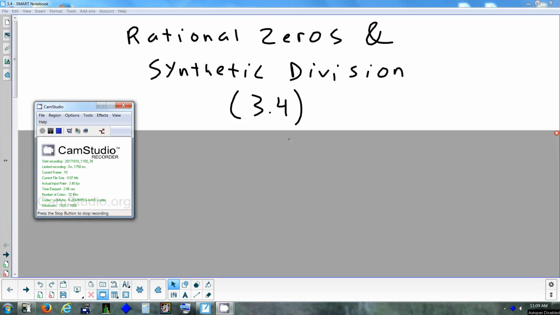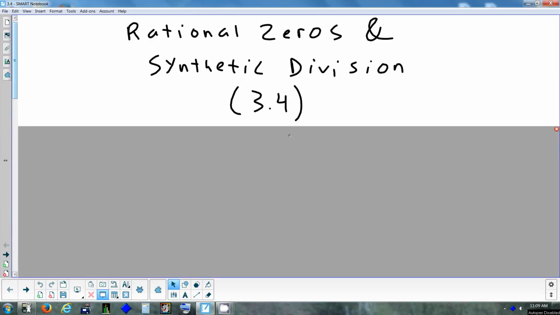Great. So today we're going to look at section 3.4, which is on a different way you can do long division. I showed you guys a method yesterday that works all of the time. The method I'm going to show you today that's a little bit quicker is synthetic division, but the disadvantage is that synthetic division doesn't work all the time.